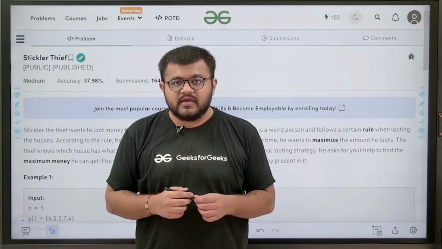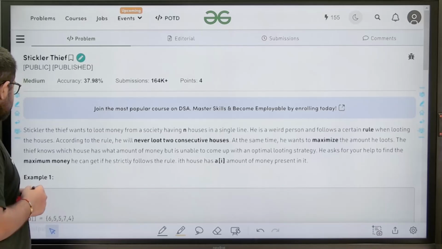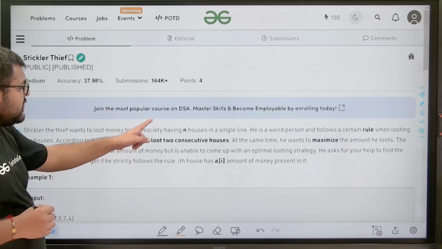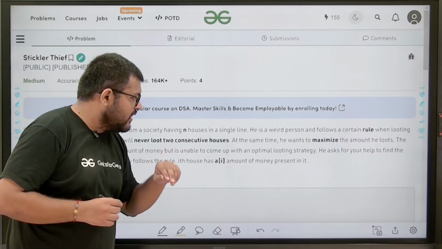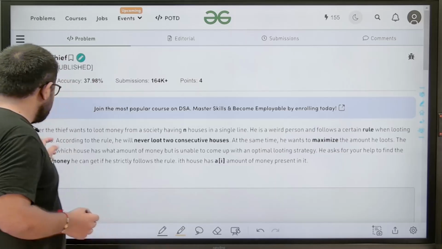In this video, we are going to discuss the solution of the problem of the day, that is Stickler Thief. First of all, let us start by understanding the question. What does the question say? It says that Stickler the thief wants to loot money from a society having n houses in a single line. He is a weird person and follows a certain rule when looting the houses.